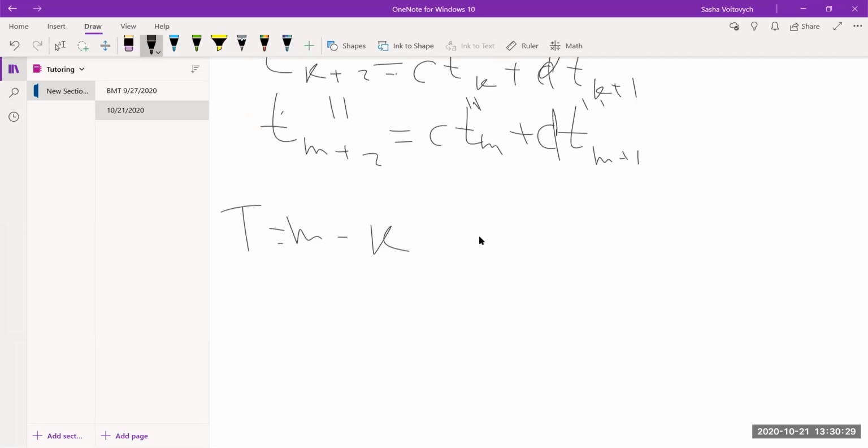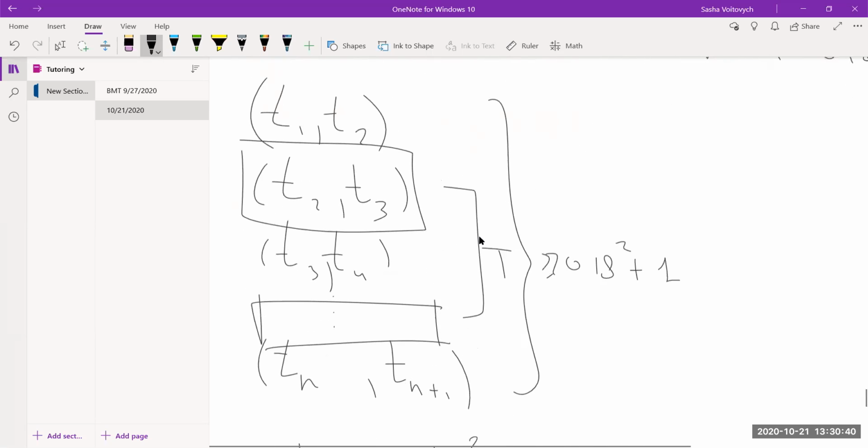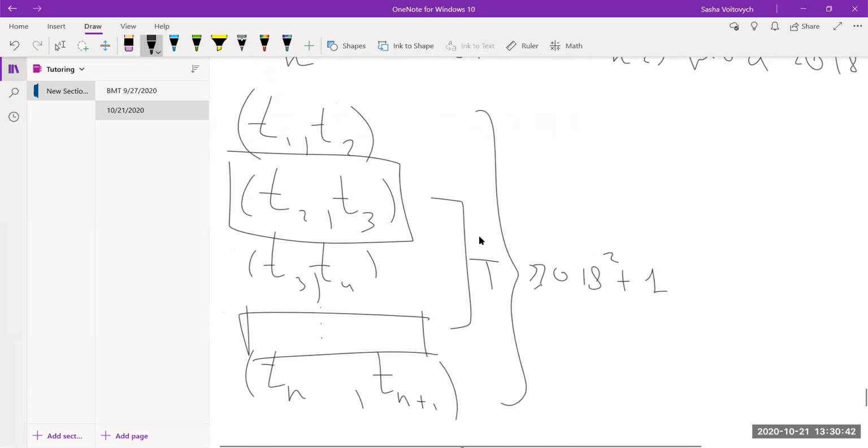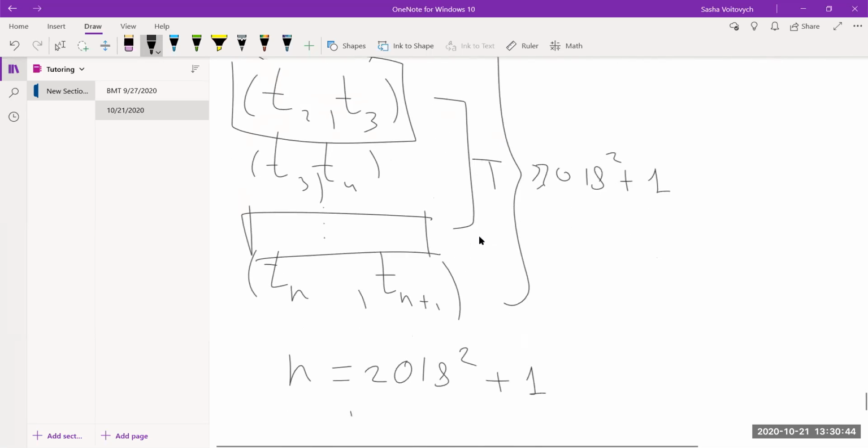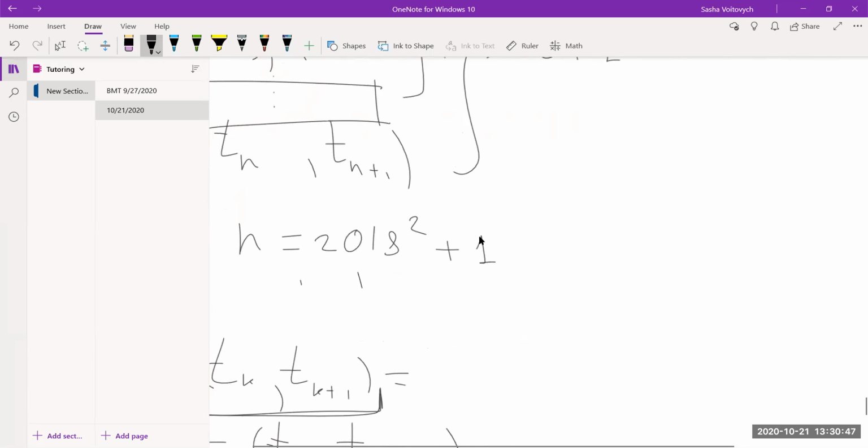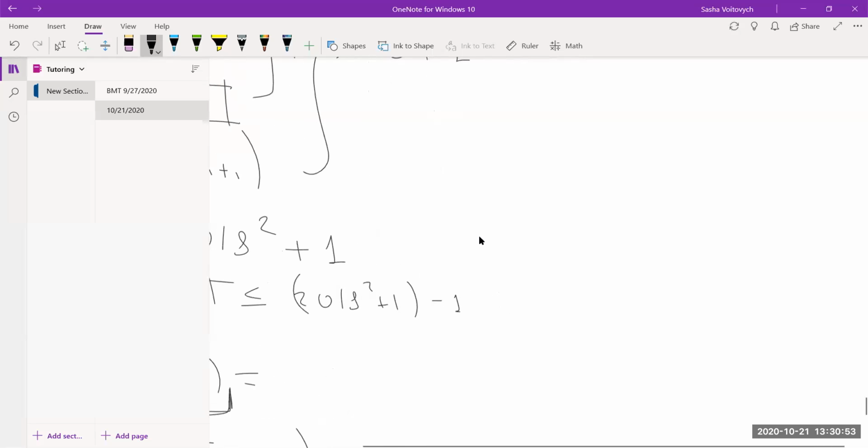So now we know that our sequence is periodic. Starting from some point, it will be periodic. We also know that the period t is less than or equal to 2018 squared plus 1 minus 1, which equals 2018 squared.